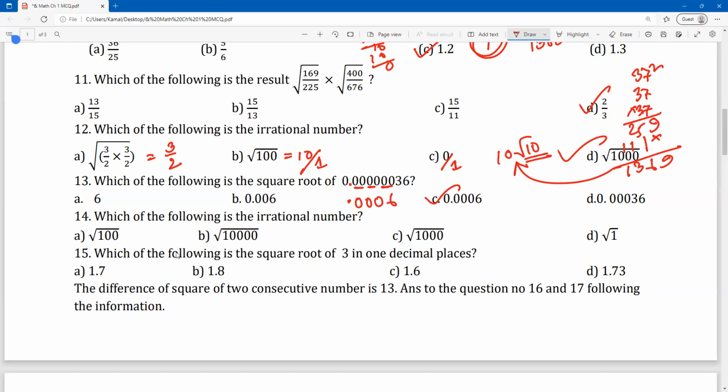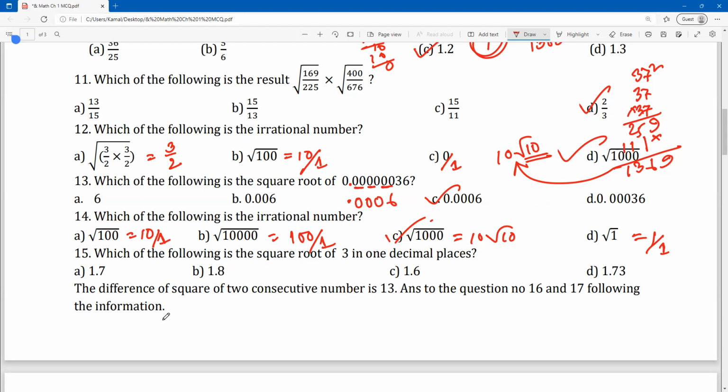Which of the following is the irrational number? This one result is 10. This square root of 1000 definitely is an irrational number. So there is one whole number. There is here one again zero. 40 and there is 100 square root. This one is 100. So only this square root converts into a whole number or fraction. This is a whole number or fraction. This is a whole number or fraction. But this number cannot be written in p by q form. So this is an irrational number.